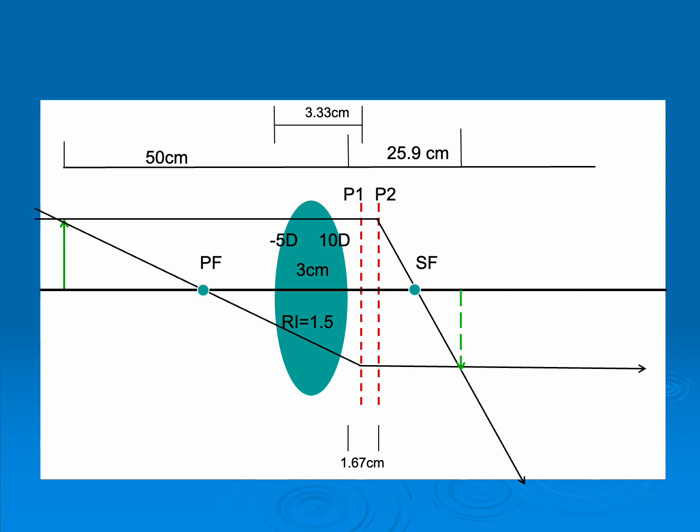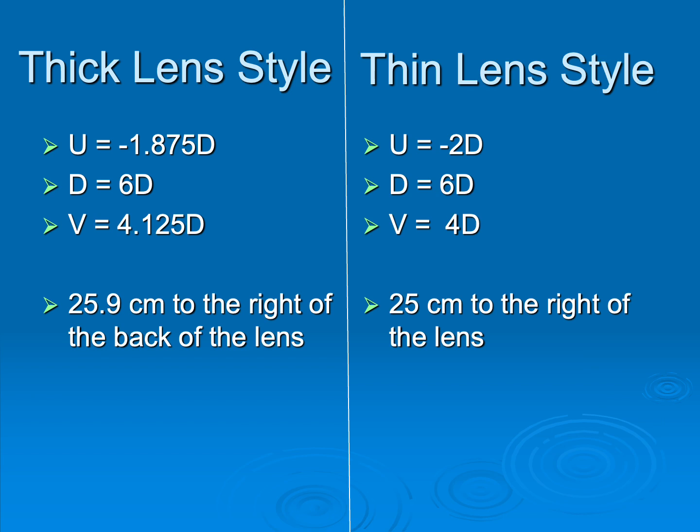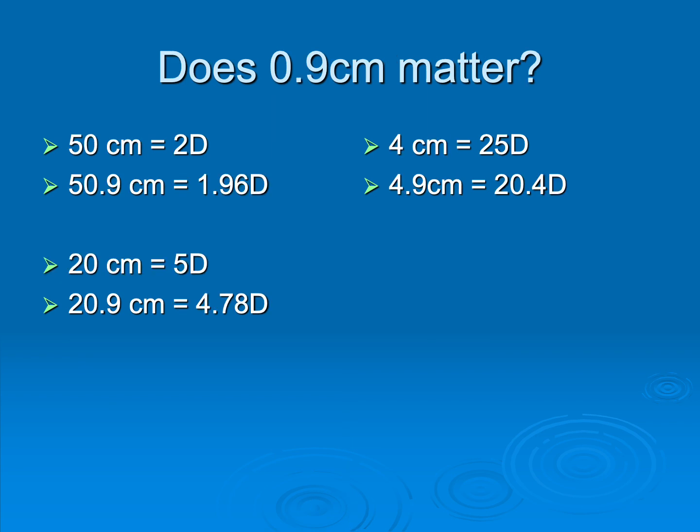Now, wouldn't it be fun to compare all of that work with the assumptions that we've made, the simplified version? Here we go. Thick lens style on the left, then the simplified version on the right, and you can see the one gives you 25.9 centimeters to the right of the back of the lens, and the other simplified version gives you 25 centimeters to the right of the back of the lens. So you should be asking the following question. Do I care? Does 0.9 centimeters matter?